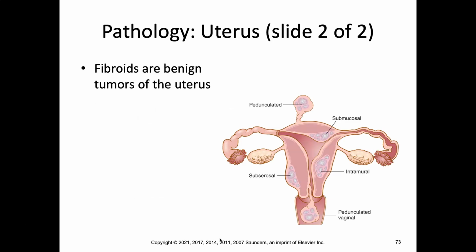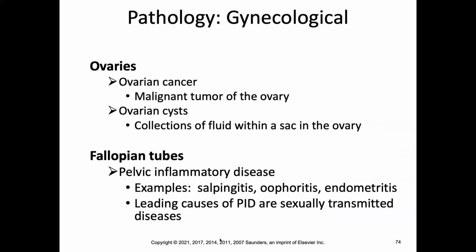Fibroids are benign tumors of the uterus. If you've heard of somebody who had a hysterectomy because of fibroids, that's an example of this. With your ovaries, you can have ovarian cancer, which is a very ugly type of cancer. They've been doing a lot of research and development of new treatments. It's no longer quite the death sentence that it was 20 or 30 years ago, but it's still a very serious cancer. Ovarian cysts. If you've ever heard of polycystic ovarian disease or syndrome, that's where ovarian cysts come in.